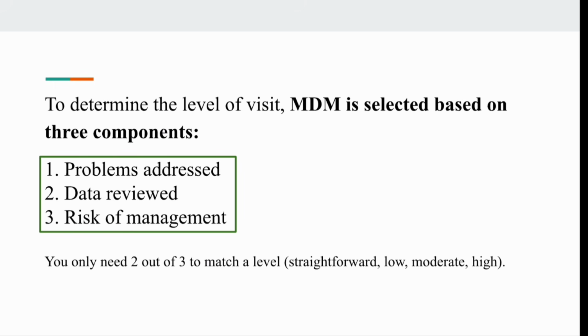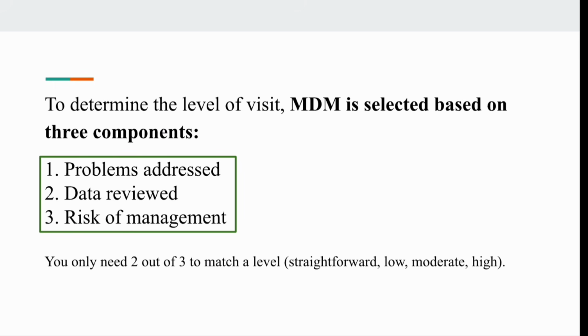To determine the level of visit, MDM is selected based on three components, that is, problems addressed, data reviewed, and risk of management. It means that to figure out the MDM level, we have to look at three things. First is problems addressed, second is data reviewed, and third is risk of management. You only need 2 out of 3 to match a level. Those levels are straightforward, low, moderate, or high. So, what does it mean when we say you only need 2 out of 3 to match a level?